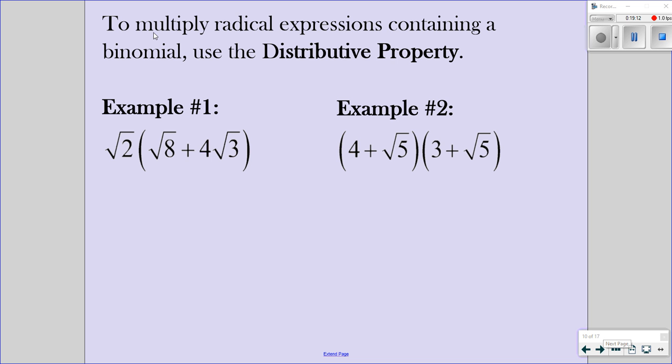So now, when you multiply radical expressions that contain a binomial, you've learned about binomials, basically 2 terms combined by addition or subtraction, you use the distributive property. So for the first one, whatever's outside, you're multiplying to the terms inside. So basically, it's 2 square root of 2 times square root of 8.